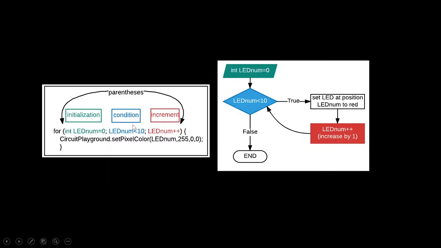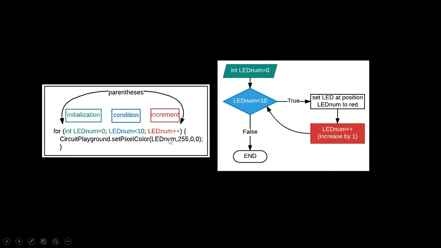Let's look at if we wanted to set all of the colors of the Adafruit Circuit Playground to one color instantly. So the first thing we'd want to do is declare a variable. This is in our initialization. We'll say int LED num equals 0. So we're going to start off with the first LED here.